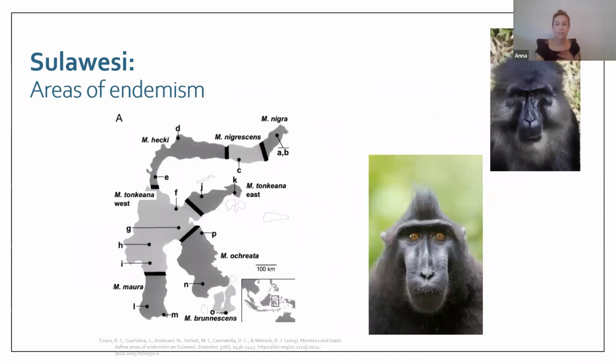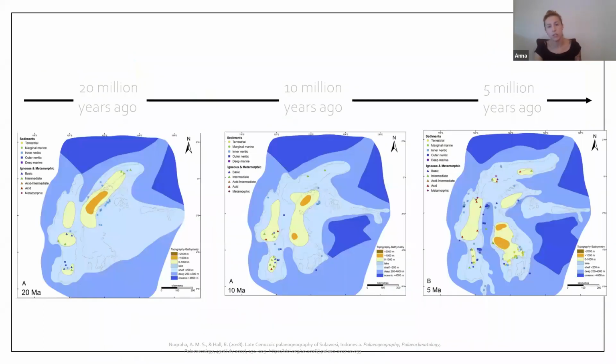Not only does it have this cool origin story, but there's actually really interesting patterns of in situ diversification as well. So within Sulawesi, there's multiple areas of endemism. These were really classically defined from the macaques of Sulawesi, where the island is split into these 7 different regions where there's a distinct species in each of those areas. And this is really thought to be associated with the paleogeology of this region. So really fascinating that Sulawesi is a composite island.